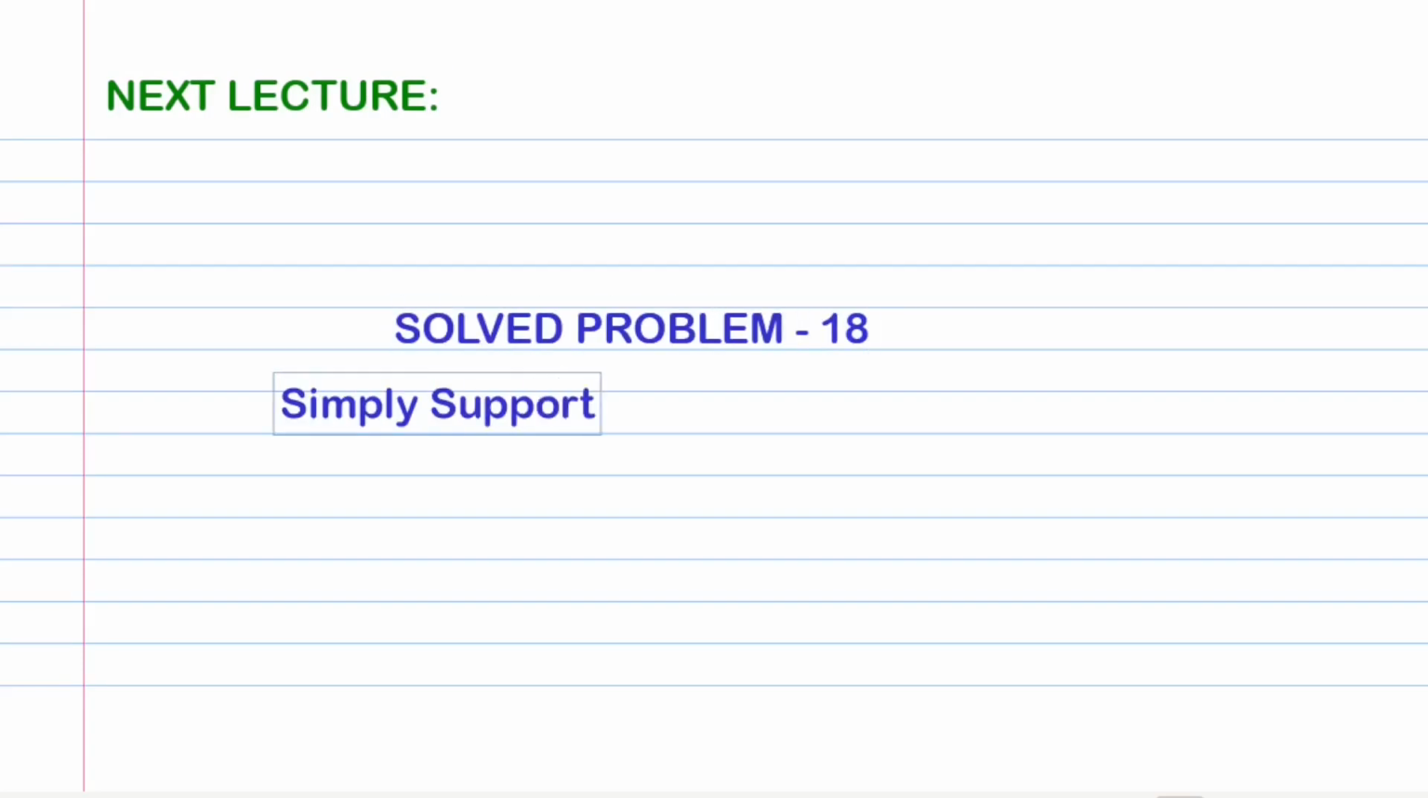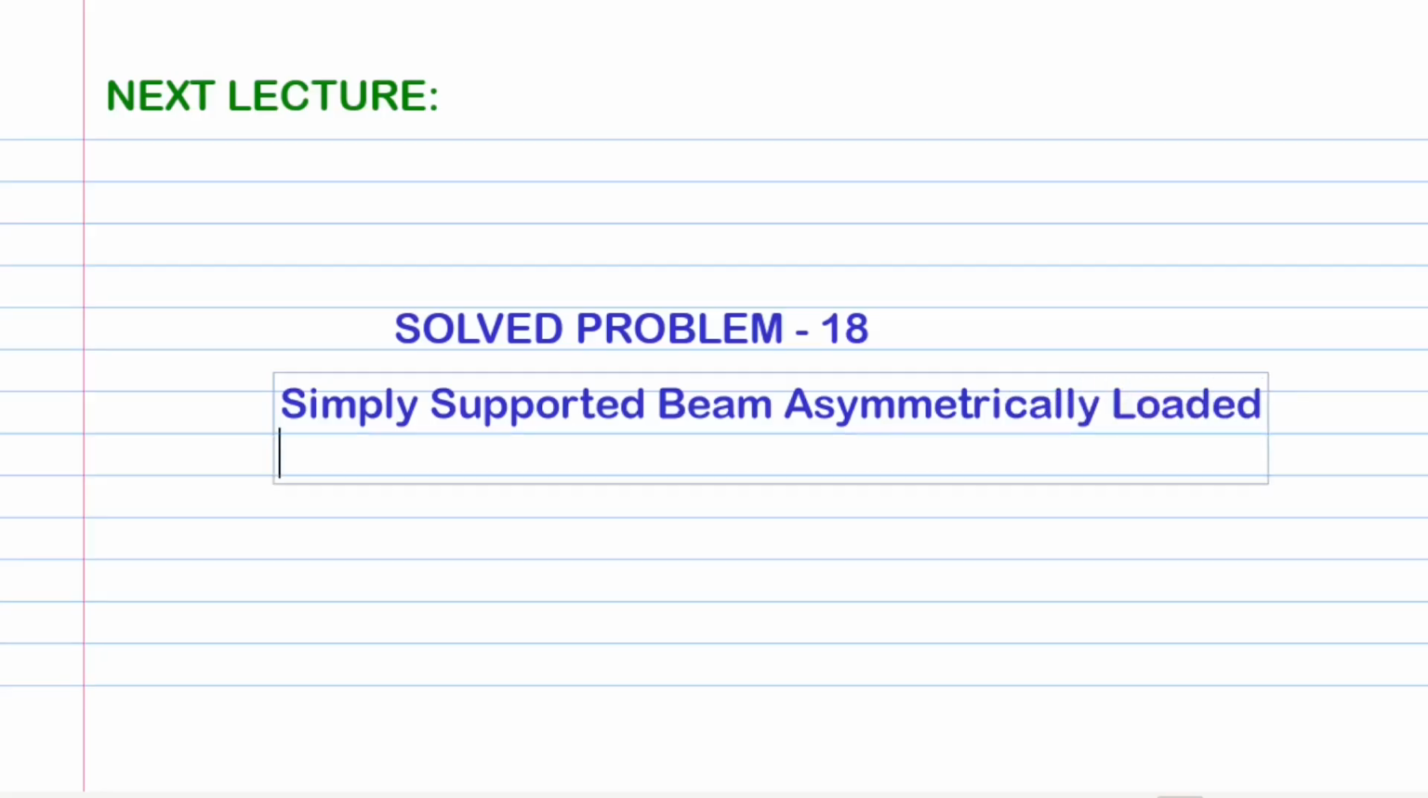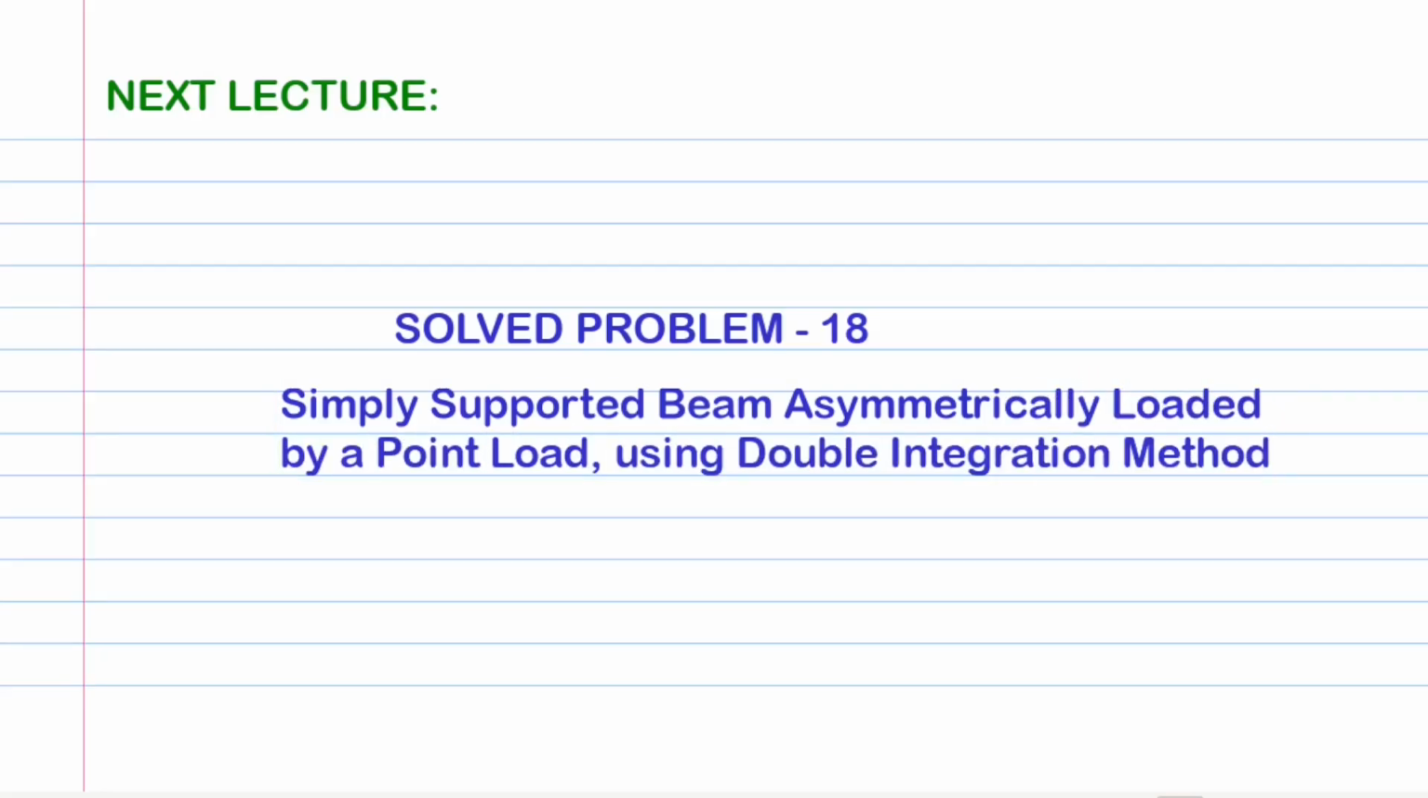In the next lecture, we shall consider the case of a simply supported beam loaded by a point load asymmetrically placed to find the deflection and slope using the double integration method and understand why it becomes tedious to use this method in general.